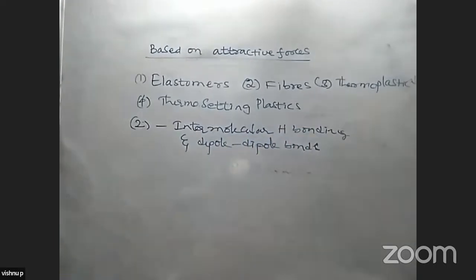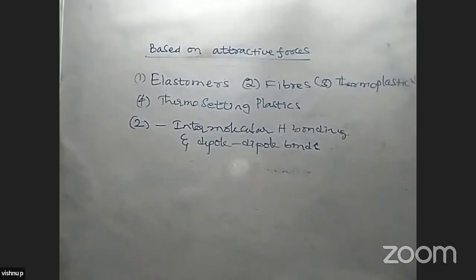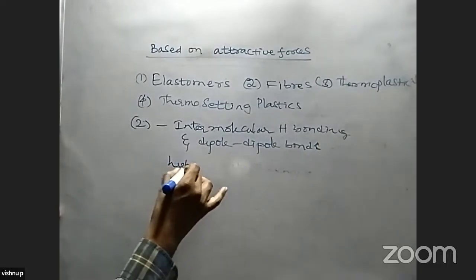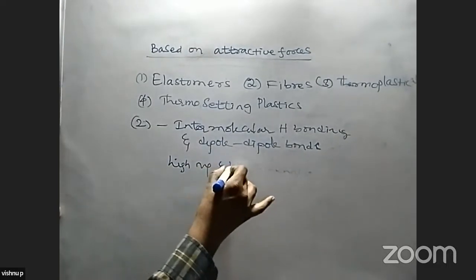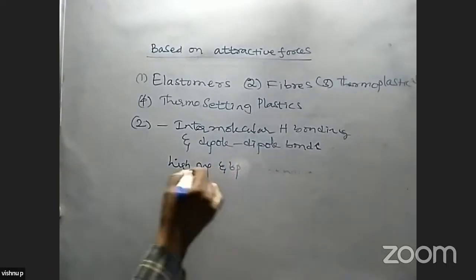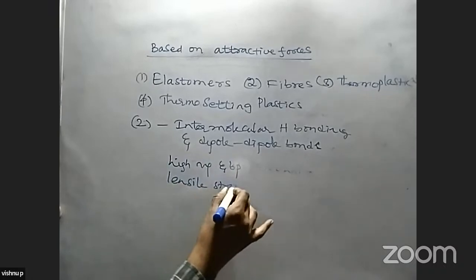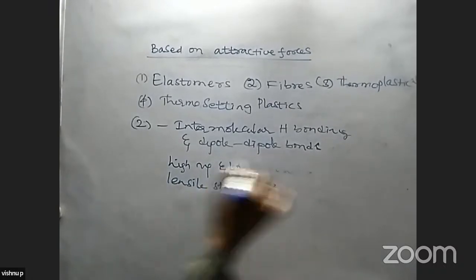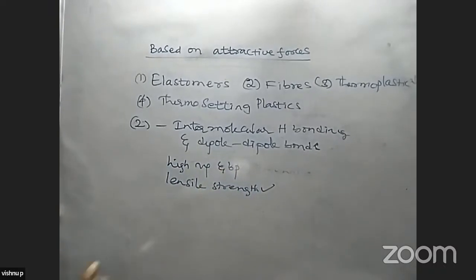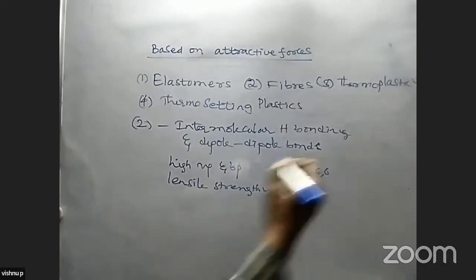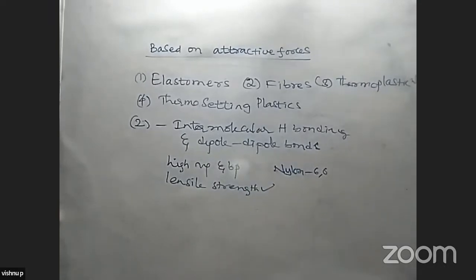Because of this intermolecular hydrogen bonding and dipole attractive forces, fibers have high melting points and boiling points, and the main property is high tensile strength. This is the main property, high tensile strength. One example for this type of polymers, fibers, is nylon 66.